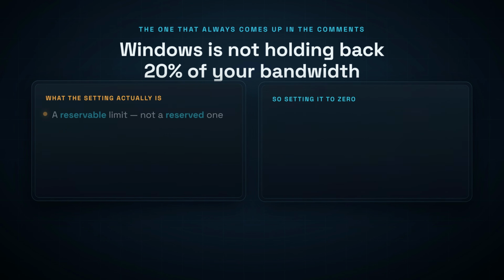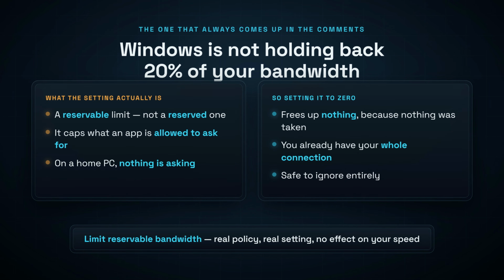And then the next one, because I know it's coming in the comments, the old story that Windows holds back 20% of your bandwidth. That setting is still there, but it's a limit on what an app is allowed to reserve. And on a home PC, nothing is reserving anything. So setting it to 0 changes nothing. You already have your whole connection.